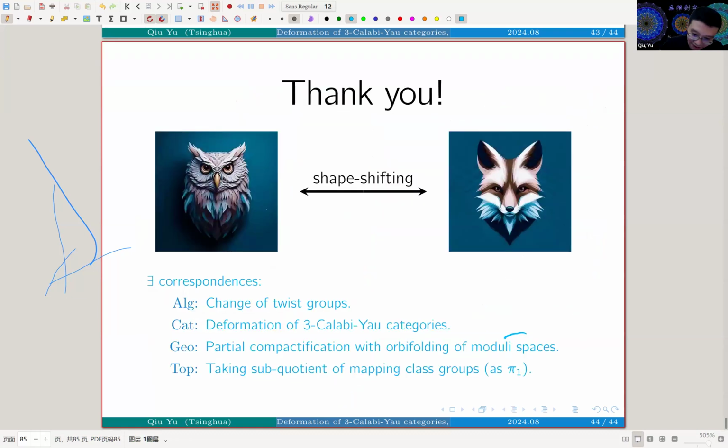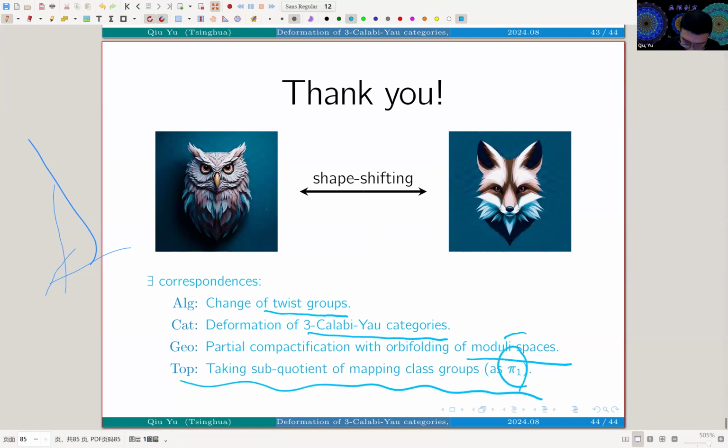Yeah, so let me summarize that we have many deformations of things. So basically the Artin braid groups, the categories, the moduli spaces, and topologically we're taking the fundamental group. So all the things can be matched together. And yeah, that's the punchline of my talk. Yeah, thank you.